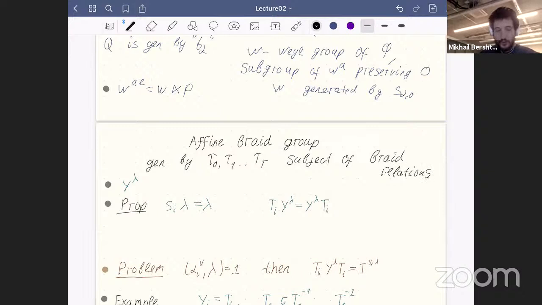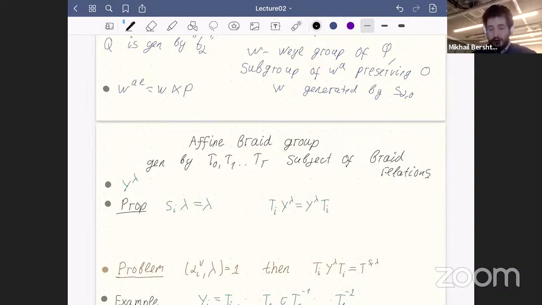Without imposing that each S is an involution. And this group has some properties which I put in the slides and in the problems. But I don't want to go over time, so I stop here.